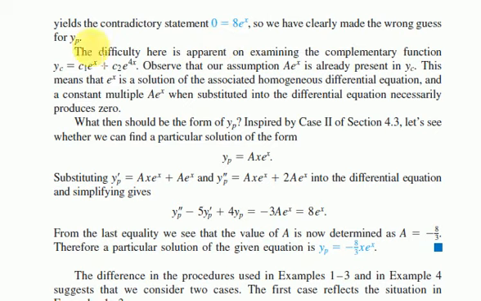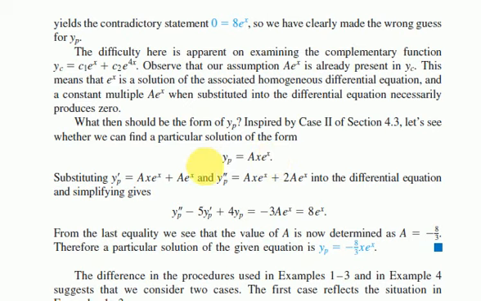When we calculate the complementary function for the given equation, it will be c1 e raised to power x plus c2 e raised to power 4x. These two terms have already been calculated in the complementary solution. So whatever term has been calculated in the complementary function, we will never assume in our particular solution. So we will assume the particular solution as a x e raised to power x.